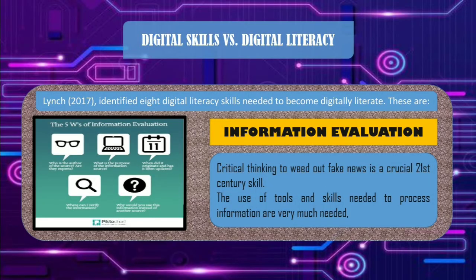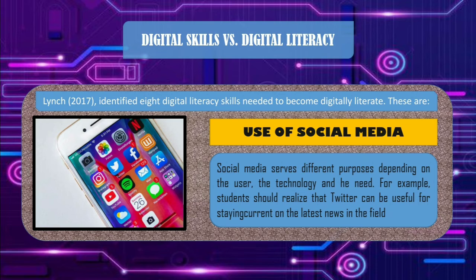Next is information evaluation, critical thinking to weed out fake news, a crucial 21st century skill. The use of tools and skills needed to process information are very much needed. Lastly, we have use of social media. It seems that every one of you here knows what the social media apps or platforms are. Examples of these are Facebook, where you can communicate with your friends, classmates, instructors or your loved ones, right? And YouTube for entertainment purposes, and to upload and download videos, and many others.